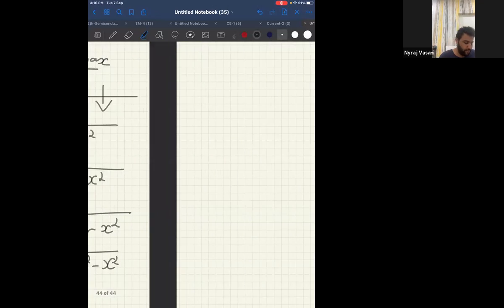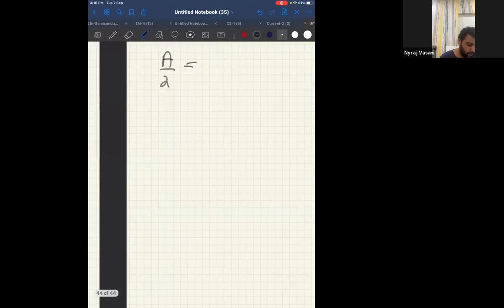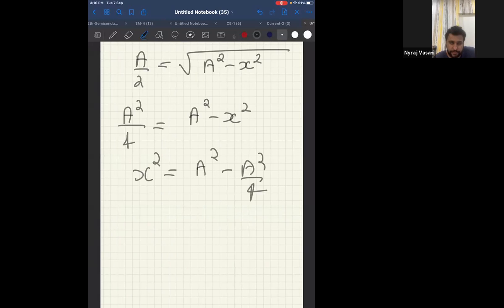A by 2 is equal to square root of a square minus x square. Correct? This is our answer till now. Now, if I square both sides, I will get a square by 4 is equal to a square minus x square. What I need to find out? Displacement. Therefore, x square is equal to a square minus a square by 4, or x square is equal to 3a square by 4, because 4a square minus a square is 3a square by 4.